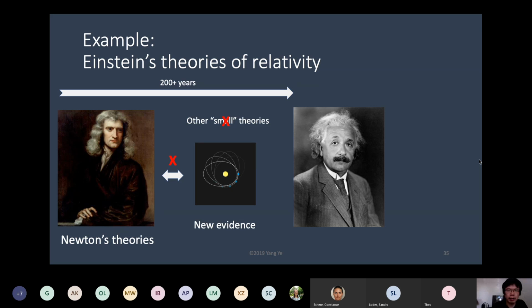But again, nobody came up with a new theory until Einstein was able to come up with his theory of relativity, which basically explains the new evidence and also explains all the evidence that had been accounted for by Newton's theories.